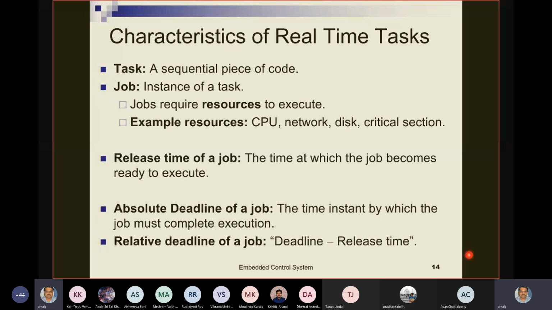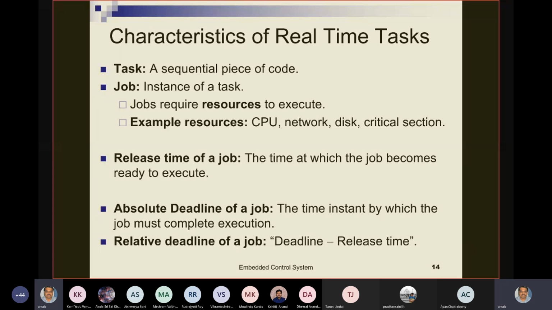So the definition of a task is a sequential piece of code whose runtime is known to you. Rather, the runtime of each job of the task is known to you. Because what is a job? Each instance of the task is a job. And the task executes periodically. At the end of its period, it comes again and again and executes. Each such execution of the task is a job. And it takes WCT amount of time to execute for each job.